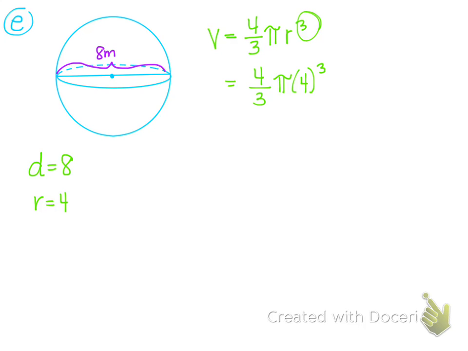Now, don't forget, this is cubed. A lot of people will make a mistake because we've been doing squared, squared, squared, that they don't do the cubed. So let's put this in our calculator. Make sure you use parentheses around your 4/3. And for this, we get 268.1, and our units are meters cubed.